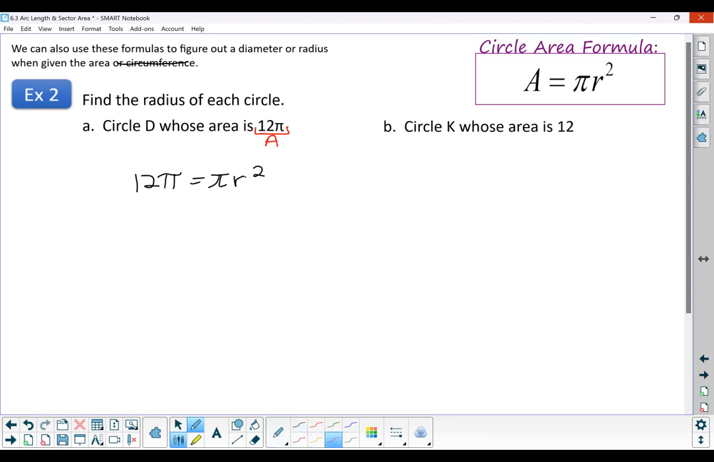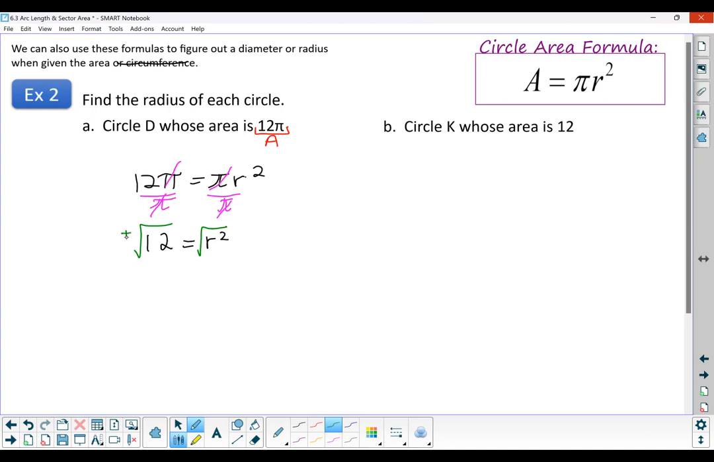So our first step, we're going to divide both sides of our equation by pi, and the pi is going to cancel out. That's just the same as dividing by 3 or dividing by anything else. We can divide by pi, and that leaves us with 12 is equal to r squared. And we need to take the square root to get our answer. So we're going to apply the square root to both sides of the equation.